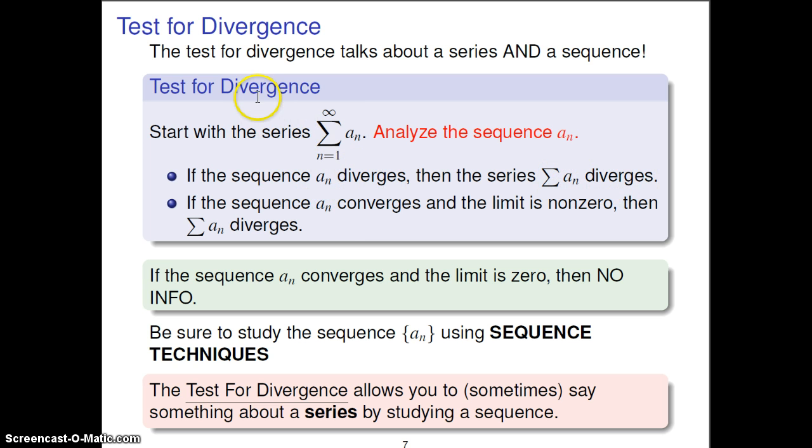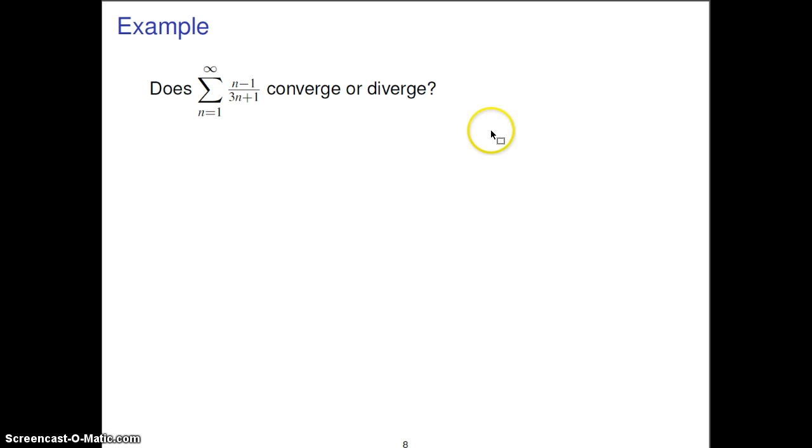But the point is you encounter a series, and that series you'll study with a series technique, and one of those is the test for divergence. But immediately, what you do is you ditch the series, because the test tells you to analyze this sequence, called the sequence of terms. Let's look at this on an example.